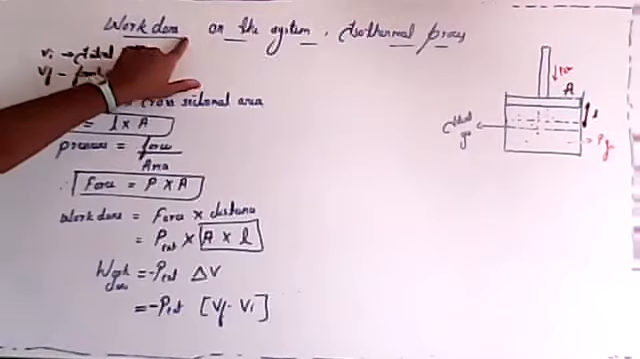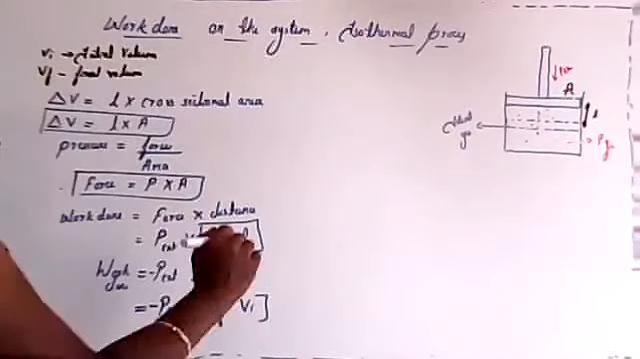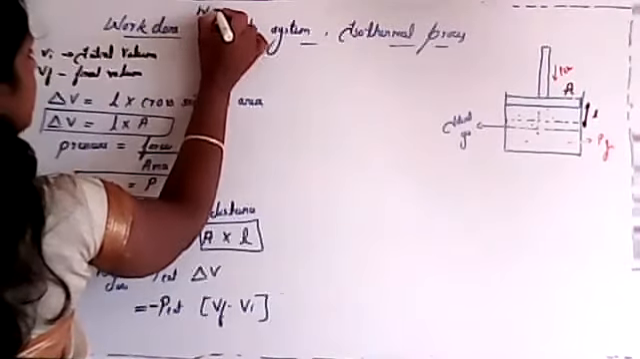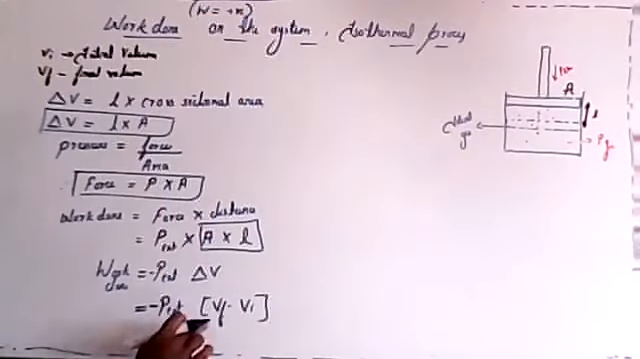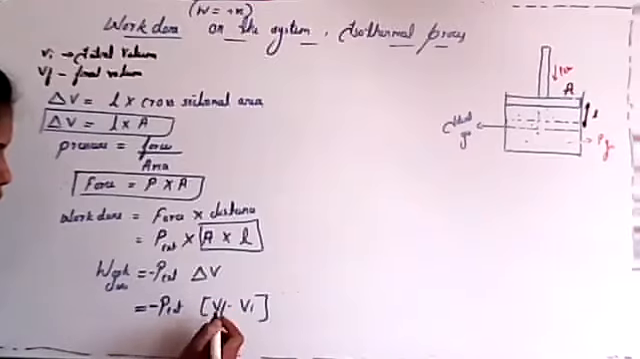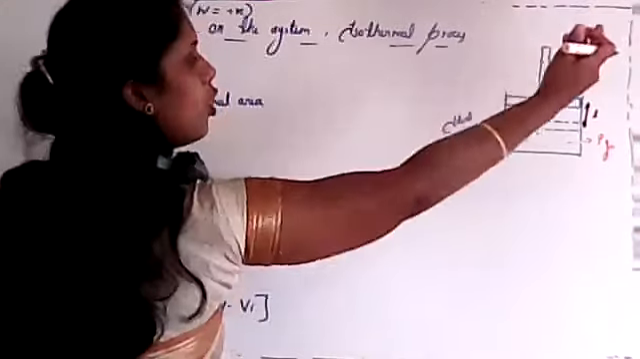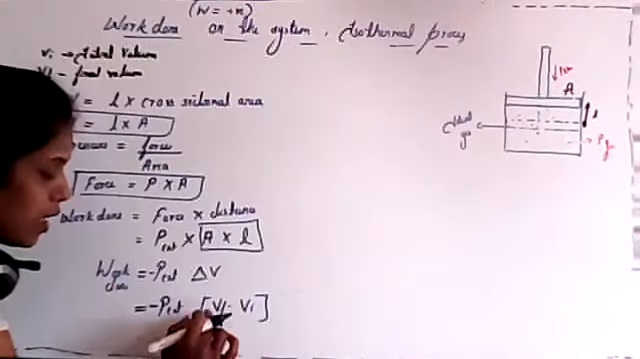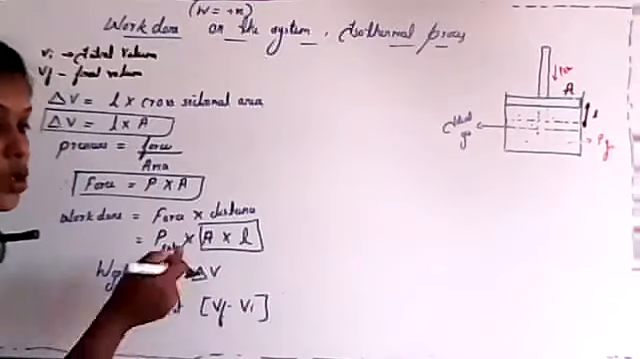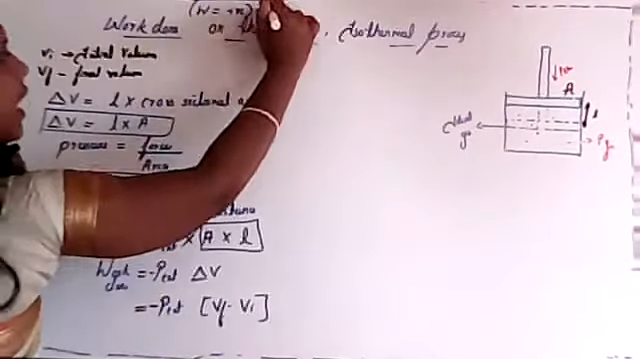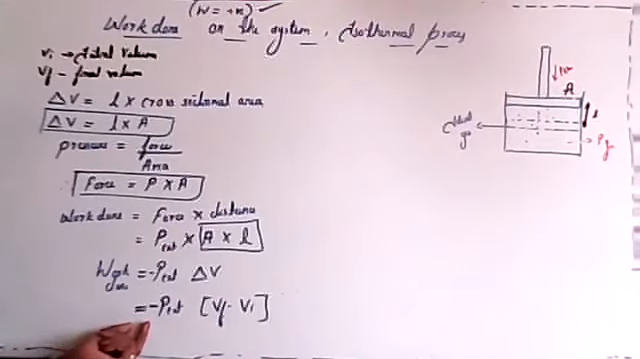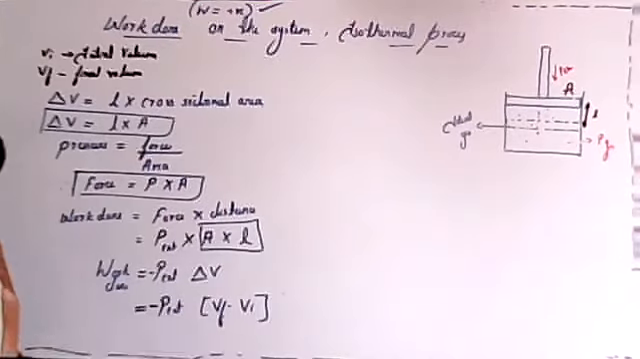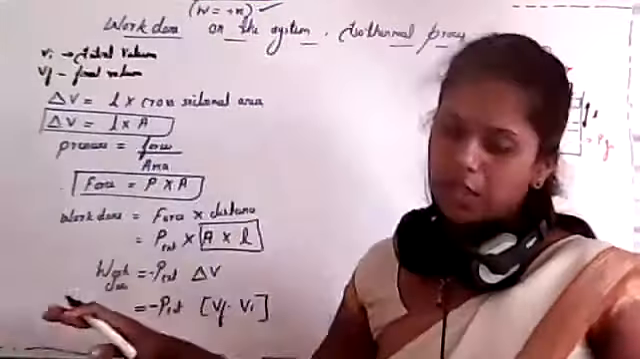See, work is done on the system. That means W is positive, isn't it? So now delta V value is negative. See, V final is less than V initial. So that's why we will get a negative sign here. To get W as positive, we have to consider the minus sign. Is it clear? So this one is for compression, student.